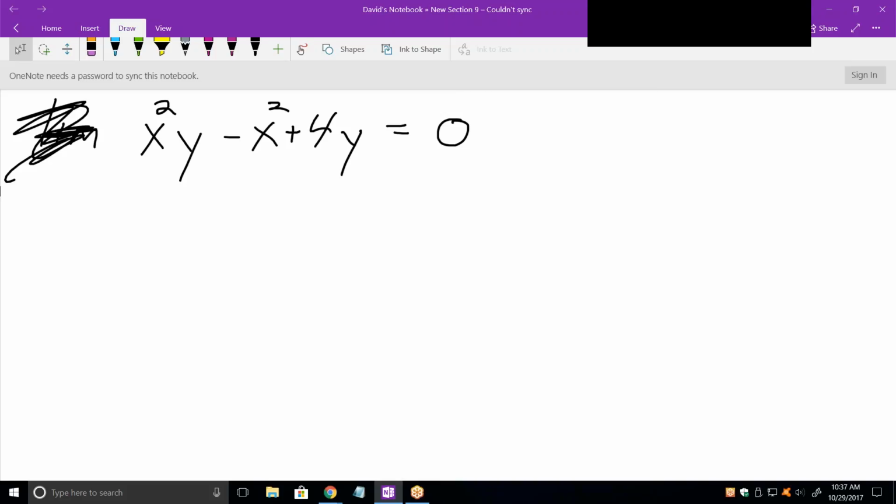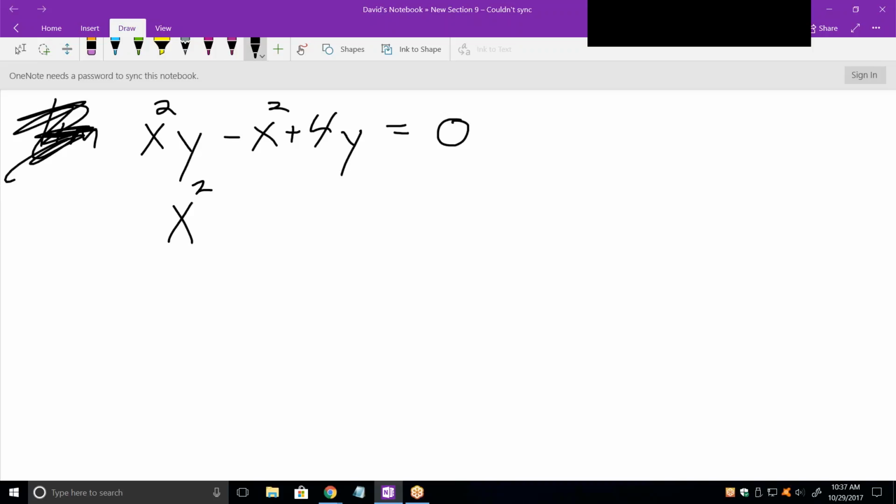I know it has to do with like, you have to do something to get all the x's on one side or something like that, or no? Yeah. In other words, let's take everything with an x in it and put it on the left, and let's put everything else on the right, which gives us this.